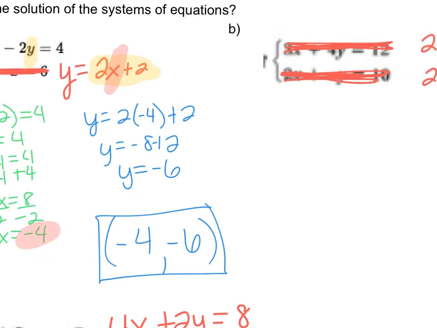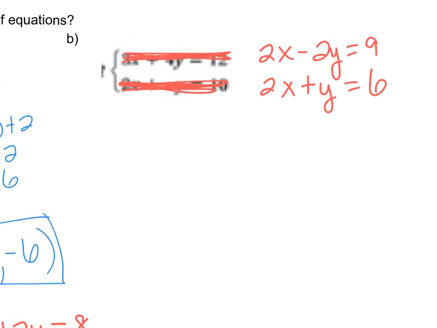Okay, let's do another one. Again, I changed this problem because it was kind of yuck. So let's work this one out first. Are any of our variables by themselves? No. Does any of them look easy to get by themselves? Well, it looks like we could get this y by itself pretty easy. So let's just subtract 2x from both sides. So on the second equation, we'd have y equals negative 2x plus 6.